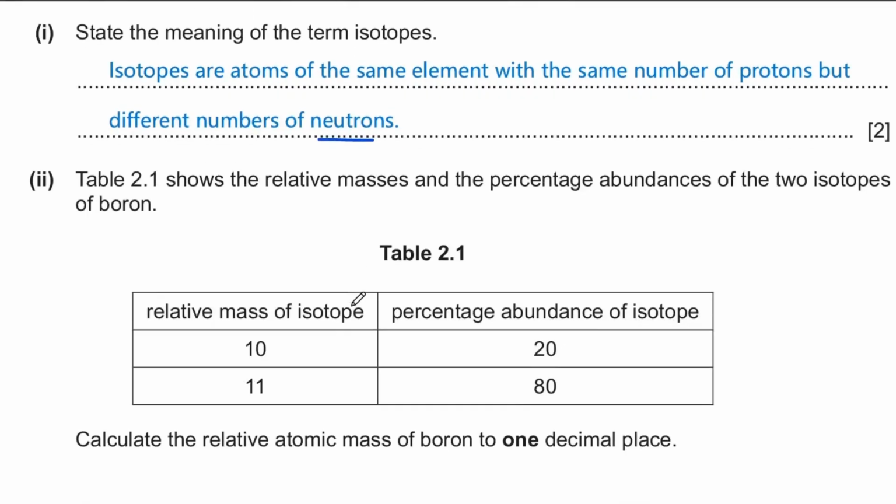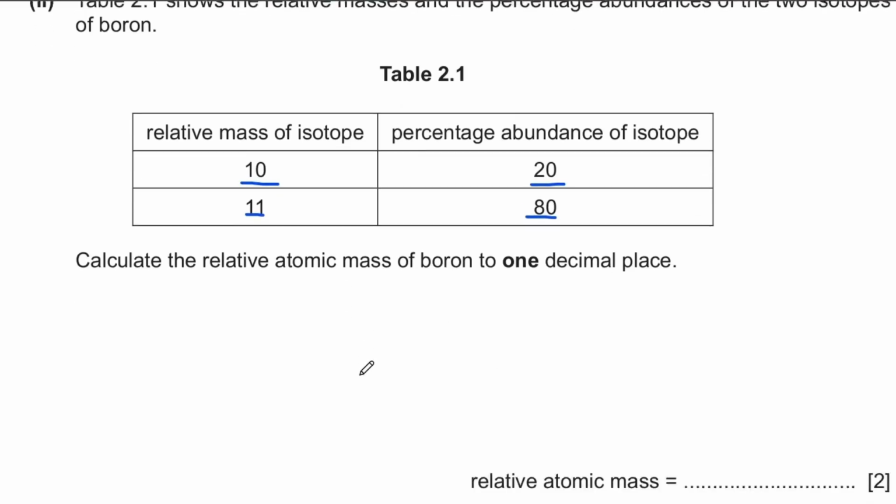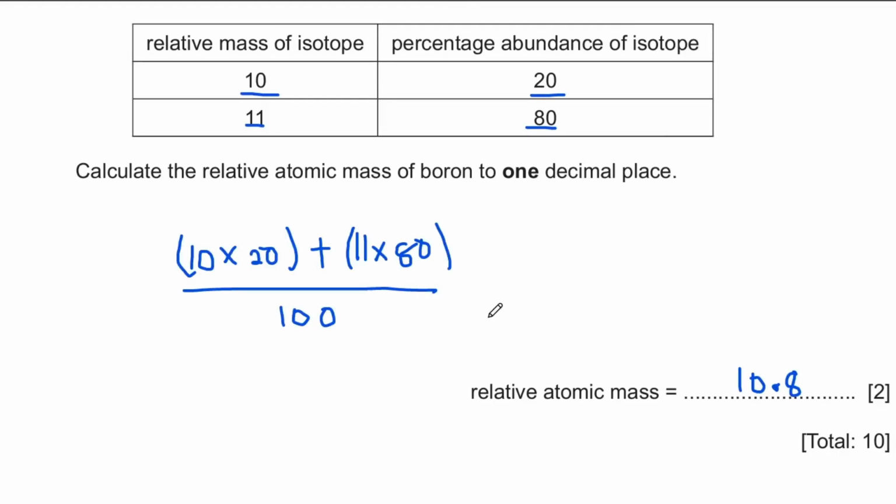Next, calculating relative atomic mass. To do that, multiply the relative mass of isotope 1 by its percentage abundance, plus the relative mass of isotope 2 multiplied by its percentage abundance, and divide everything by 100. So let's quickly do that so that we can get our answer. So the relative atomic mass is 10.8.